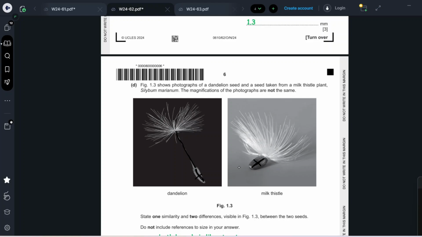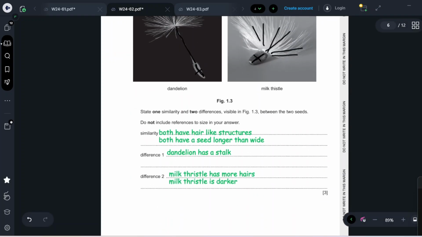Here there is a stalk, here no. Here there are more hairs. I have to write which one I am talking about. Milk thistle is darker in color. The seed.